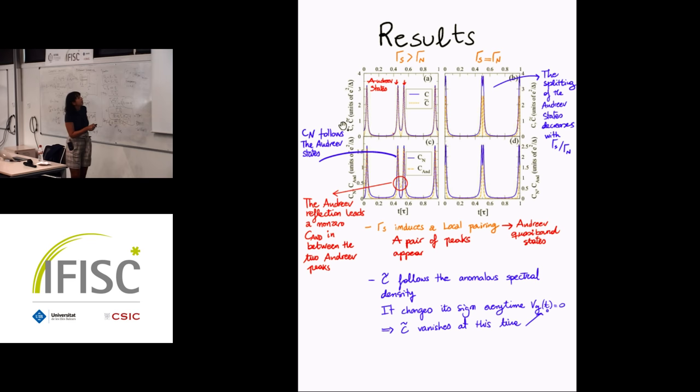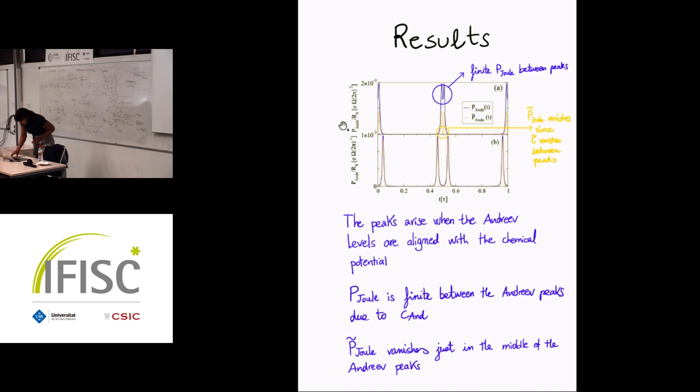You can also consider the normal capacitance and split it into two contributions, the normal part and the Andreev part, due to the Andreev processes. The main difference between them is that the Andreev part doesn't go to zero when the normal part goes directly to zero. This is because it is due to the Andreev transport processes. The separation of these two peaks is given by the ratio between gamma S and gamma N. So if the separation decreases, then the peaks are closer to each other. Well, I don't want to go too much into this, because this is more technical now, and this is the final result.